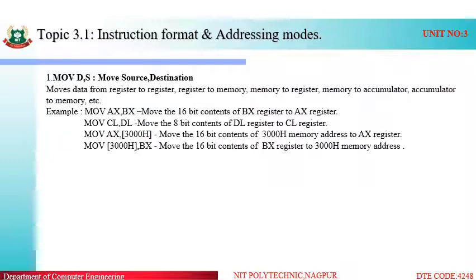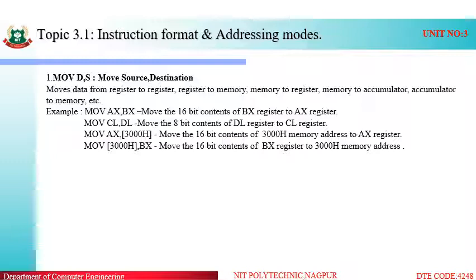So the examples are given. This is the simplest instruction and the most used instruction. We will use it in 90% of instructions in assembly language programming. Suppose the example is MOV AX comma BX. What is the destination here? AX. First is always the destination, second is the source. In the operand part, first is destination, second is the source.